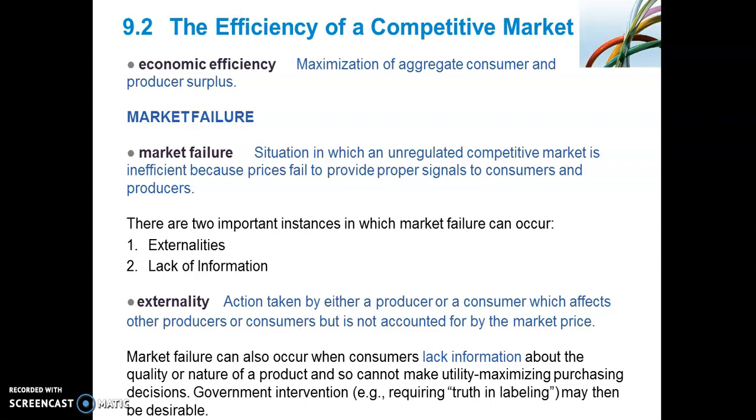Another is health packaging. Health packaging is sometimes misleading. It may say low fat or healthy, but what does that mean? Something could be low fat, but then I've added sugars to improve the flavor. So truth in labeling is an example where we're trying to account for the lack of information that consumers may have to make utility maximizing decisions.